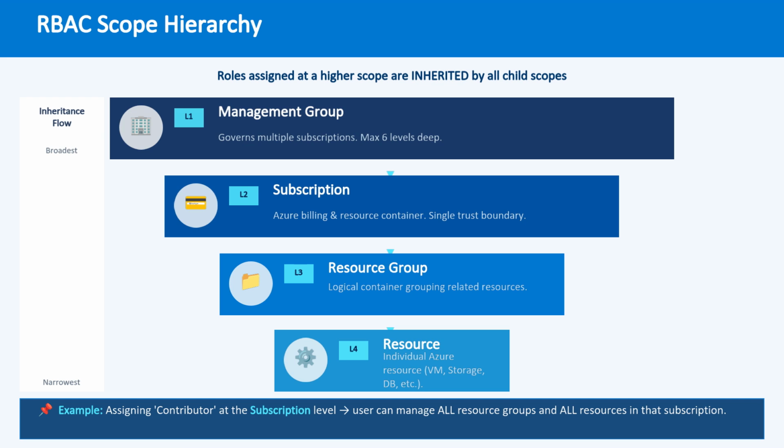Let's remember one key rule, inheritance. Permissions flow downward. Assigning a role at a higher scope means it's automatically inherited by everything below. You cannot block inheritance. If someone has owner at subscription level, they have owner on every resource group and resource within that subscription. An important exam scenario: a user should manage storage accounts in one resource group but not have any other access. The way is to assign the Storage Account Contributor role at that specific resource group scope.